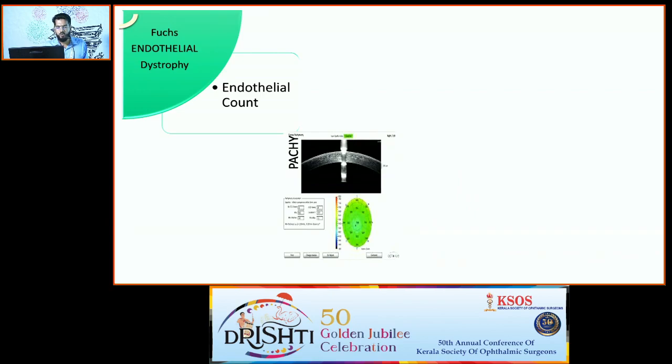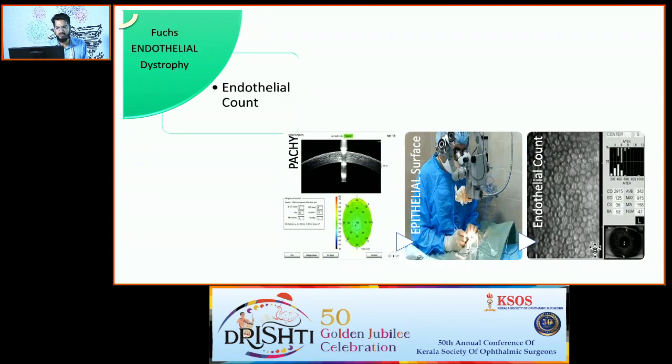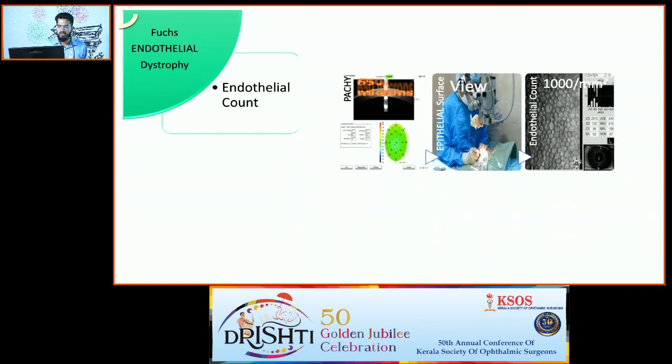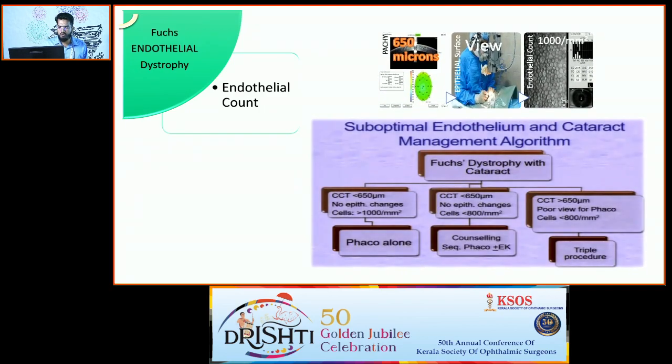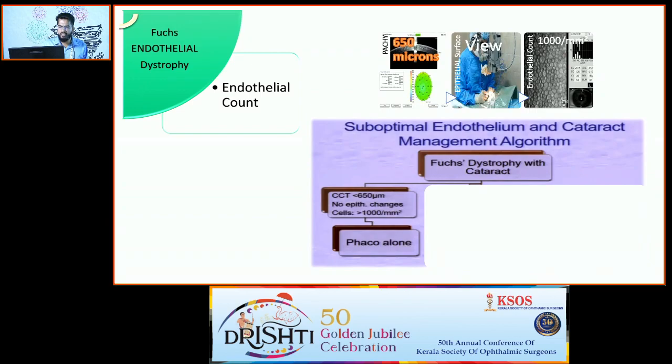ECCE. Now, what are the three things to be considered here: the pachymetry, which has to be assessed in relation to the thickness of 650 microns, how good the view is for the surgeon, and how the endothelial count is. Is it above 1000 or not? So in Fuchs endothelial dystrophy, if you are looking at a thickness that is less than 650 with a good endothelial count, you can go about with phaco alone, but the counseling has to be done well, that the patient may need an endothelial keratoplasty at a later stage.